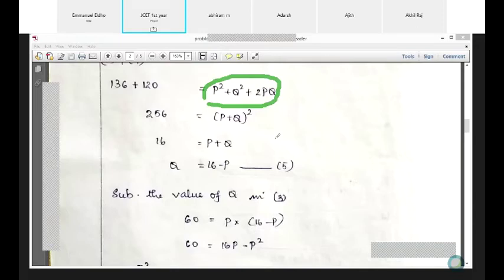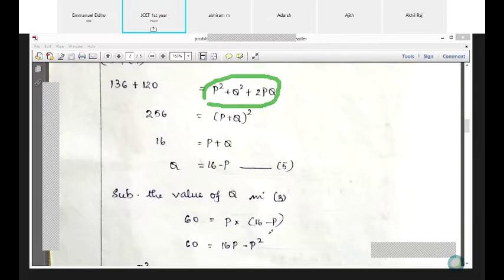ദാറ്റ് ഈസ് 16 is equal to square root of 256. You know that it is 16 is equal to p plus q, the whole square term, that is p plus q. Therefore, you can write what, 16 is equal to p plus q. From this, you can write q is equal to 16 minus p. ഇപ്പൊ എനിക്ക് വേറൊരു ഇക്വേഷൻ കൂടെ കിട്ടി. Substitute the value of q in any one of the above equations. ഏതെങ്കിലും മുകളിലുള്ള ഇക്വേഷനിൽ ഇട്ട് കൊടുത്താൽ എനിക്ക് p യുടെ വാല്യൂ കിട്ടും.